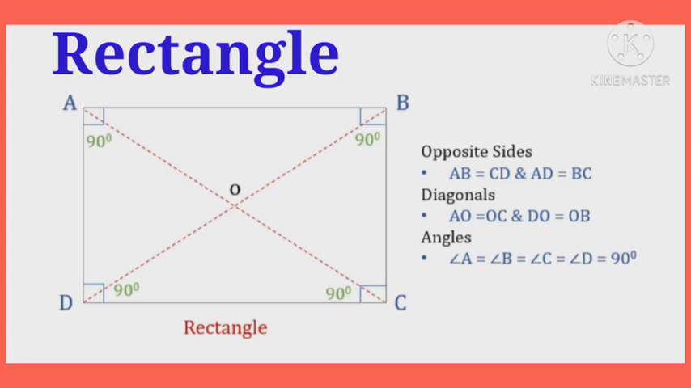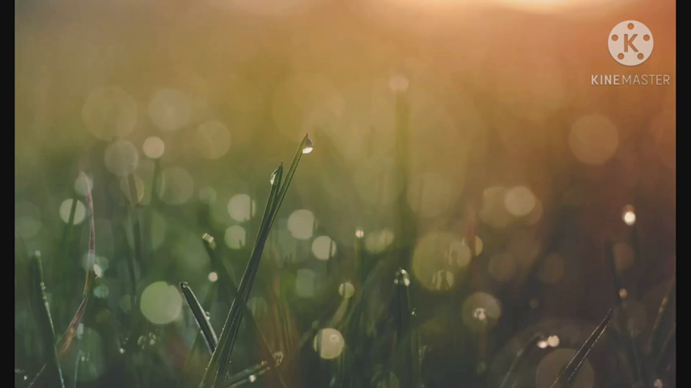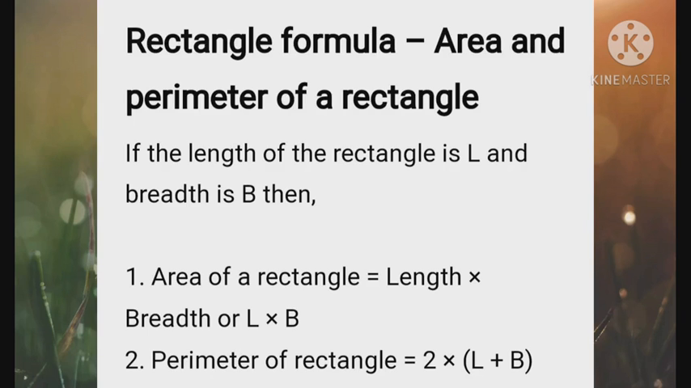So there are three important properties. First, all four angles of a rectangle are 90 degrees. Opposite sides are equal and diagonals bisect each other. Okay. So these are the properties of rectangles. Number one, all angles of a rectangle are 90 degrees. Number two, opposite sides of a rectangle are equal and parallel. They are parallel and they are equal, you can say congruent. Number three, diagonals of a rectangle bisect each other. Remember these properties.